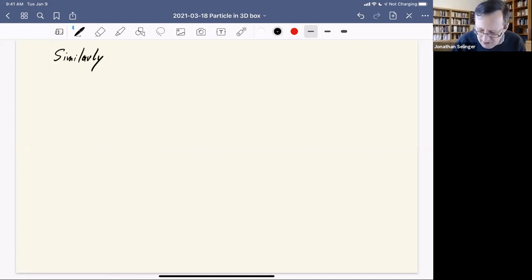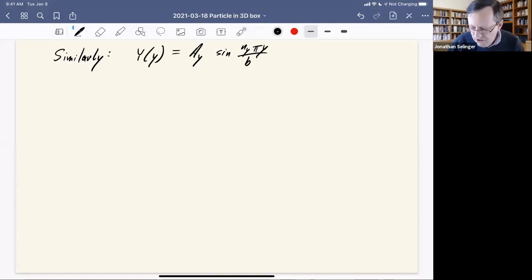Similarly, we know the solution for big Y of little y. That should be some a sub y times the sine of n sub y pi y over b, because b is the system size in the y direction. So in other words, k sub y is n sub y pi over b.